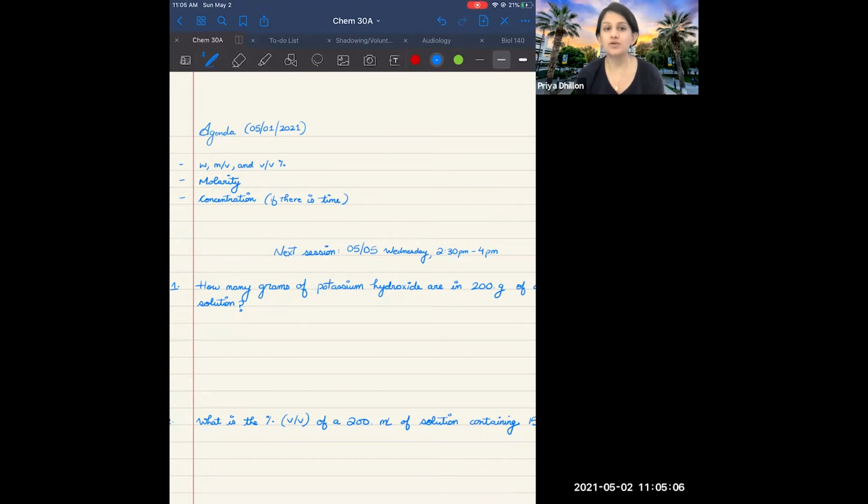This is where we will be doing weight percent, mass over volume percent, and then volume over volume percentage. And we'll work on molarity a little bit. And then if we have time at the end, we'll do a little bit of concentration problems. This is something that you are going to focus a lot more on in the lab, since you guys have a project due, which is an independent project.